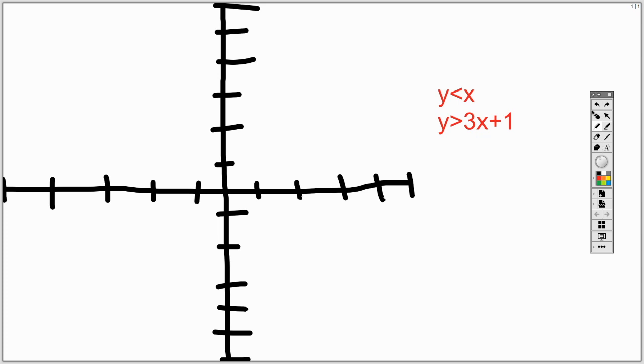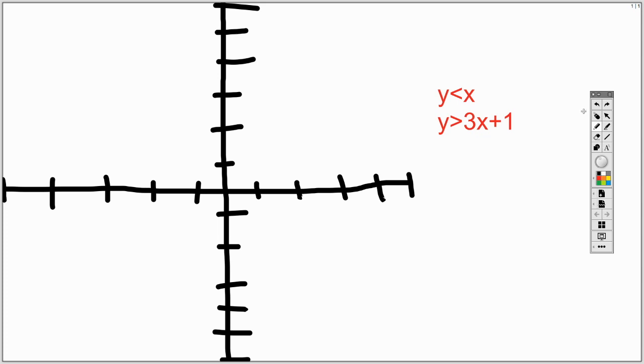Today I'm going to be teaching you about systems of inequalities. So today we are going to be graphing. It is a little different than systems of equations.